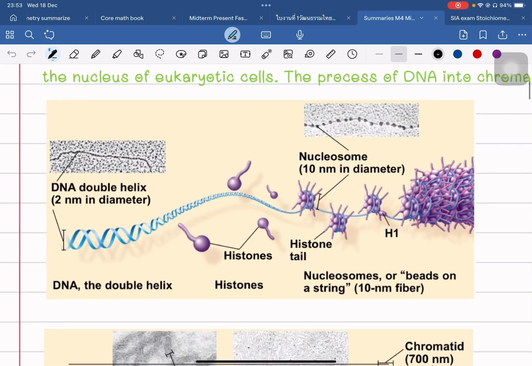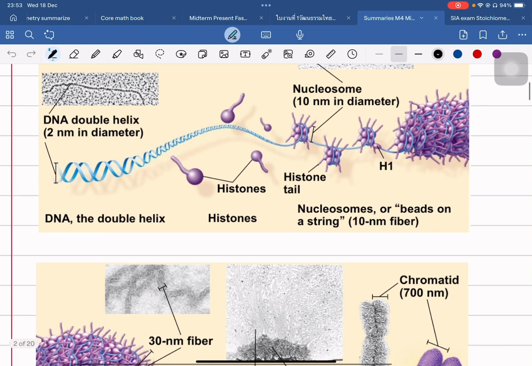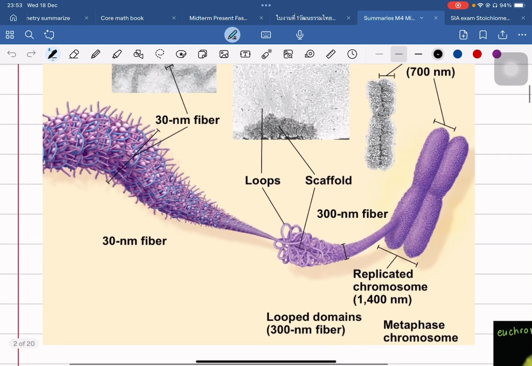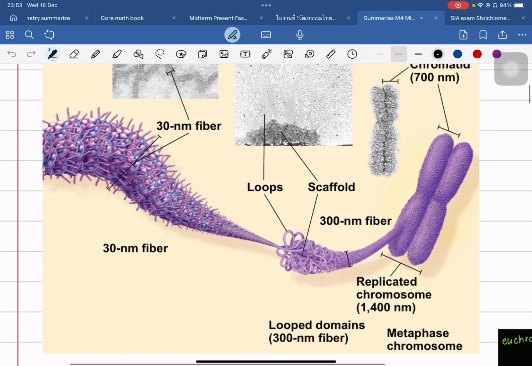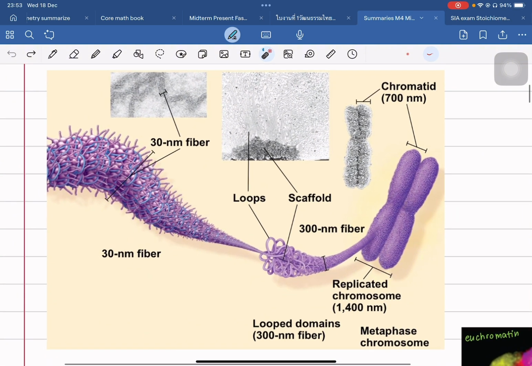First, DNA wraps around proteins called histones, and turns into a nucleosome. Then the nucleosomes become more packed and turn into loops, and finally they turn into the chromatids.